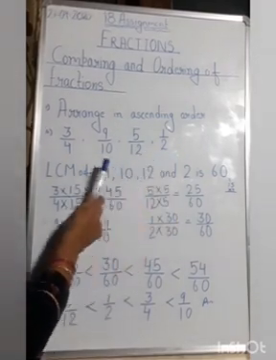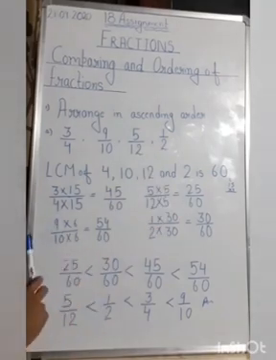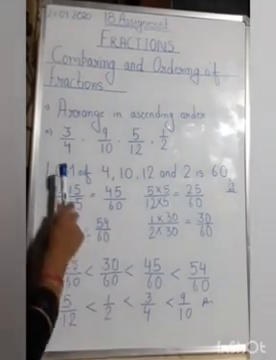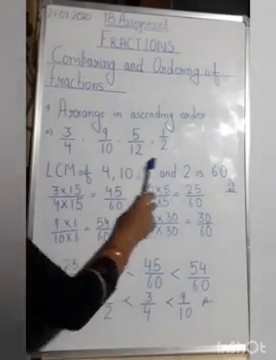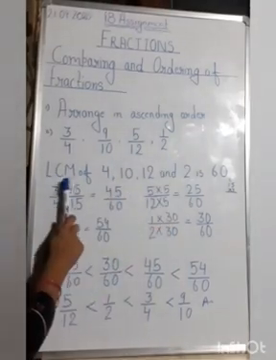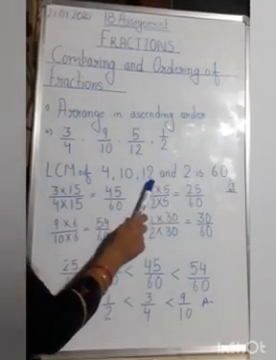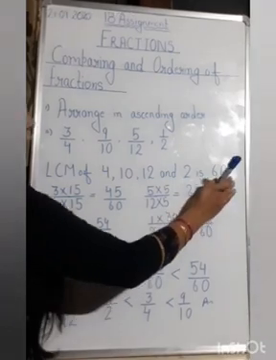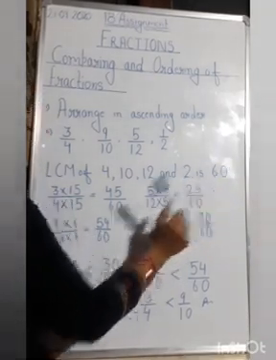So what do you have to do? First you have to convert them into like fractions. And how are you going to convert them? First you have to find the LCM of the denominators. So the LCM of 4, 10, 12 and 2 is 60. I have found the LCM, and it is coming 60.